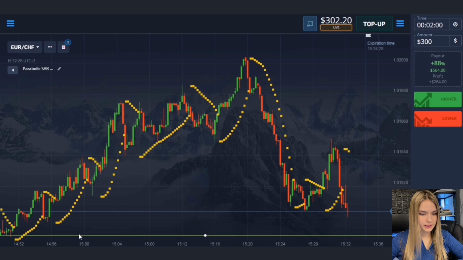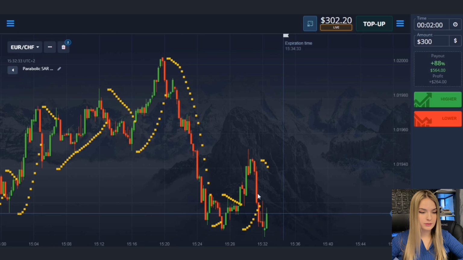There is a support level down here. We also see that at the moment the price is quite confident, impulsively moving toward our level. Also, a few dots have already appeared at the top. In this situation, I suggest opening a deal for 2 minutes to decrease.